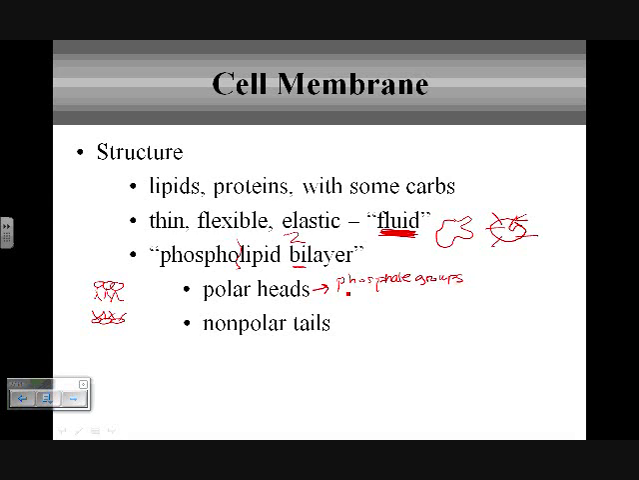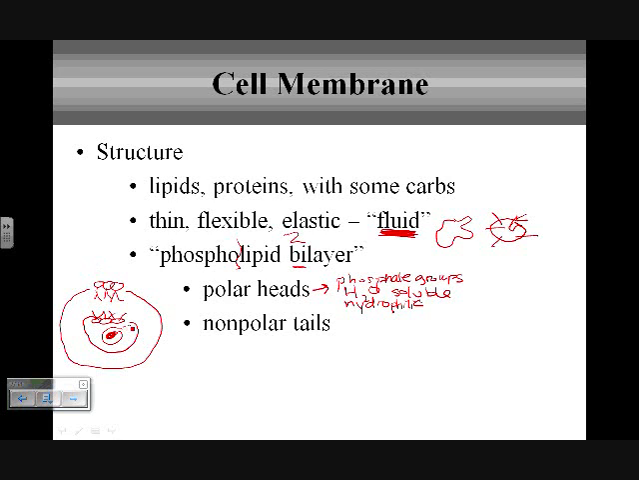In addition, the polar heads are going to be water soluble. And the word that we use for that is that they're hydrophilic. They like water. And if you think about it, that kind of makes sense, because this whole phospholipid bilayer, these two separate layers, are what are really going to encompass the whole entire cell itself, right?